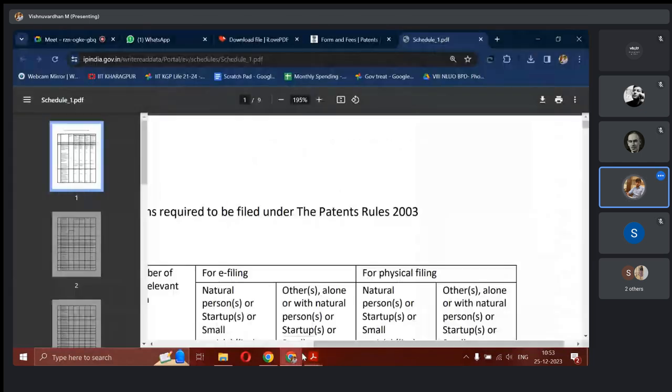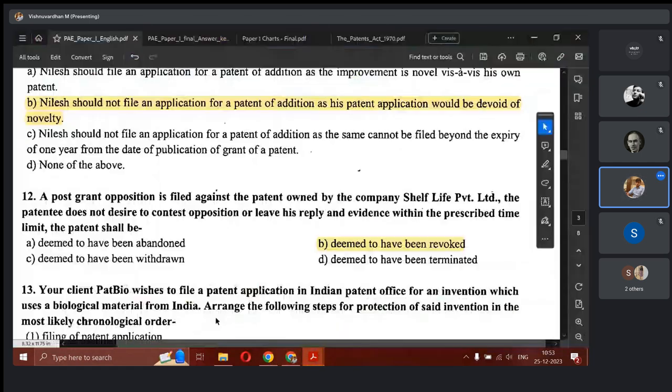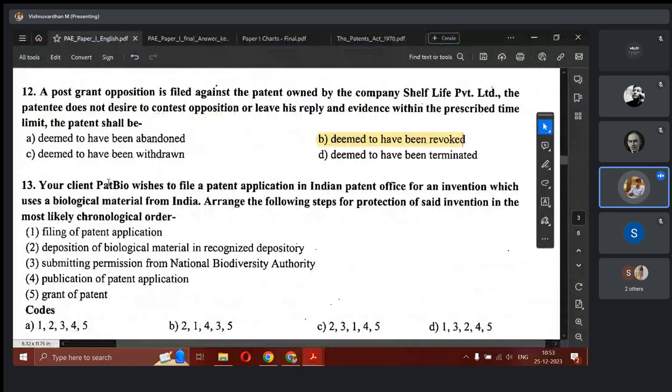12th one is B. Cool. Then we come to question number 13. Your client, Pat Bio, wishes to file a patent application in the Indian Patent Office for an invention which uses a biological material from India. Arrange the steps for protection of said invention in the most likely chronological order. I can tell you beforehand I'm screwed in this answer.